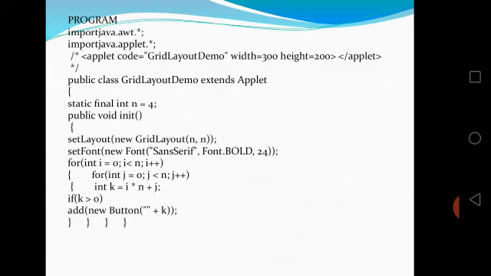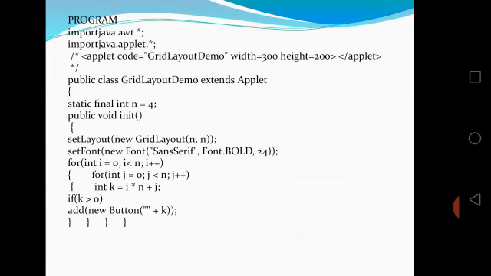You can set the font using setFont. Font name is SansSerif, Font.BOLD, so I am setting the font as bold and the size as 24. Now we go into the for loop. Starting with the initial value i as 0 and the condition i less than 4. So from i equal to 0 to i equal to 3 the loop is executed. When i becomes 4, the loop is terminated.